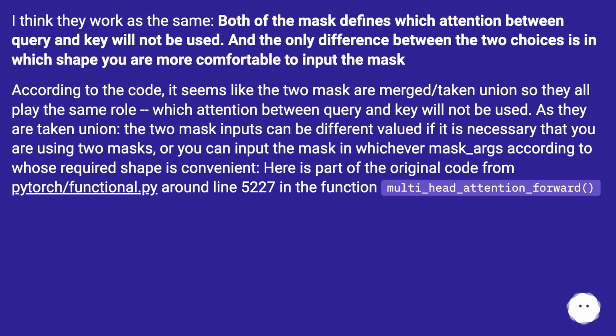According to the code, it seems like the two masks are merged by taking their union, so they all play the same role: which attention between query and key will not be used. As they are combined by union, the two mask inputs can have different values if you need to use two masks, or you can input the mask in whichever argument has the shape that is convenient.